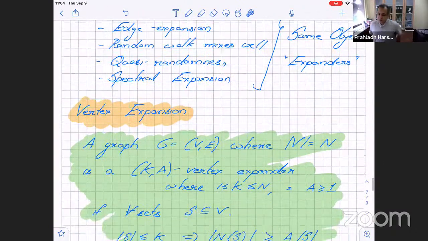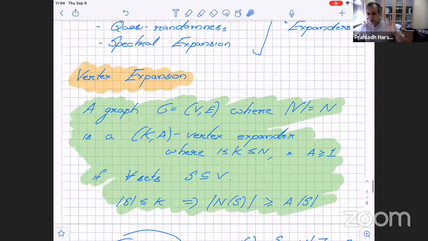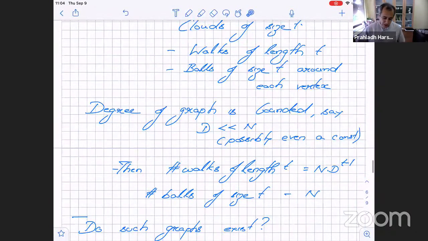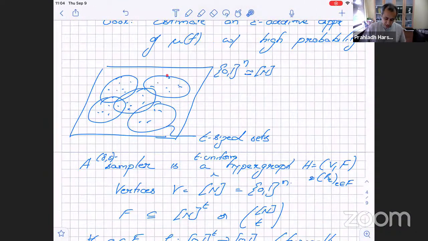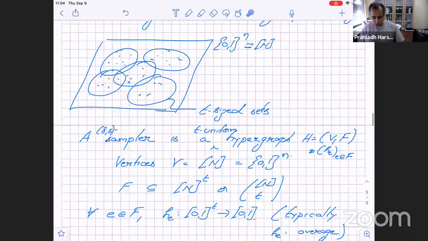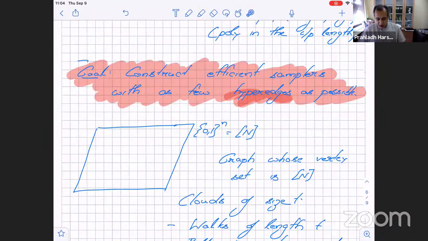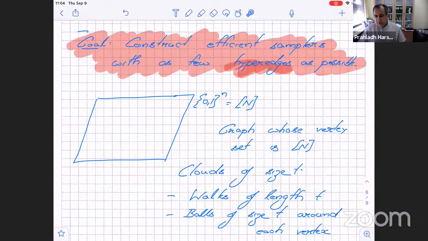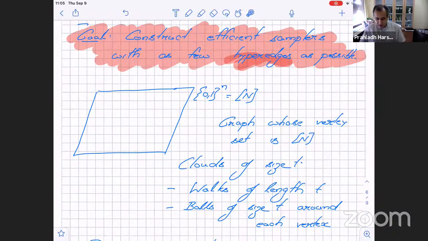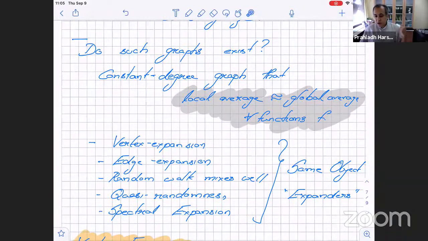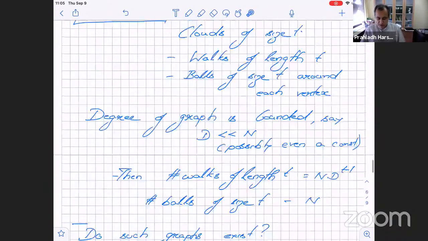Any other questions? So all of this discussion on samplers was just to lead to this object. What we want are these sampler objects, in which I can construct clouds of vertices with as few clouds as possible, yet the average on each cloud, the local average, should be close to the global average. One attempt at doing that was to think of the set of points as the set of vertices of a graph and the clouds as either walks of length t or balls of size t, and then ask which graphs will have this property. And it so happens that these graphs, which allow for vertex expansion, edge expansion, and random walk mixing as well, will all be candidate graphs from which I could construct samplers.